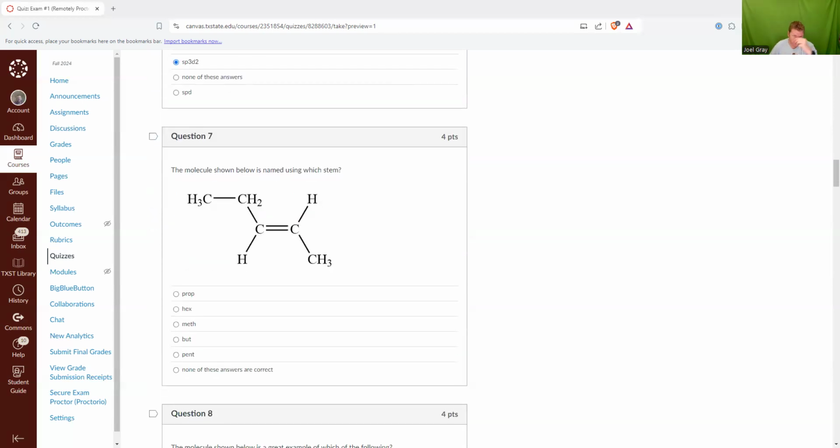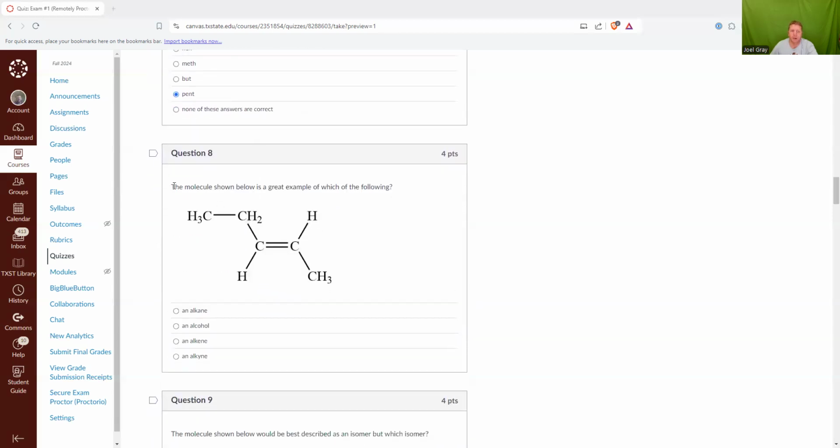Our next question, number 7: the molecule shown below is named using which stem? Okay, so for this, we have to figure out how many carbons there are. There's 1, 2, 3, 4, 5. So we have 5 carbons, in which case we are talking about pentane, or the stem would be P-E-N-T, pent.